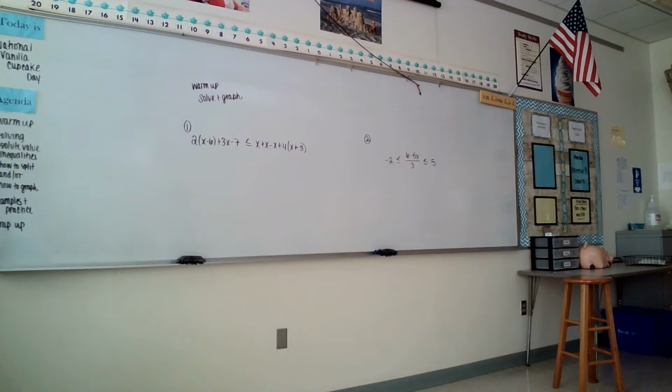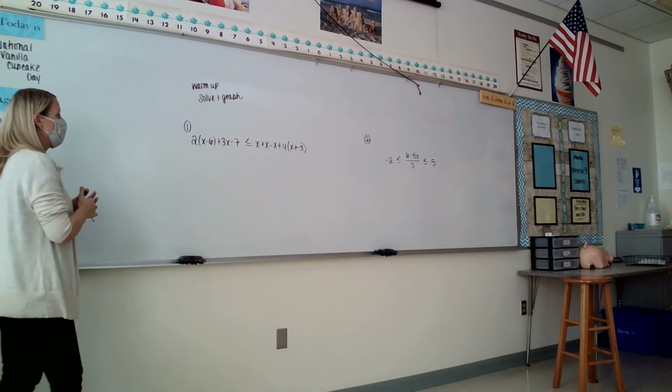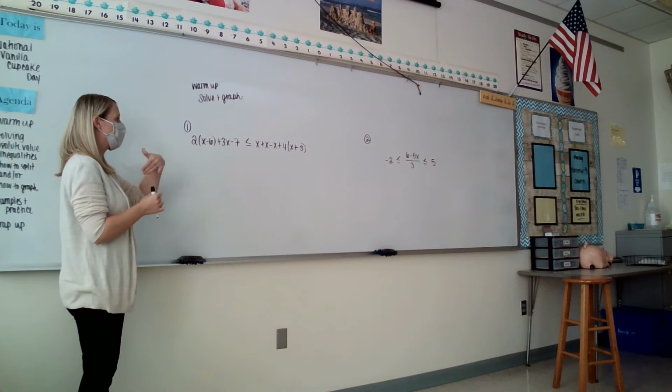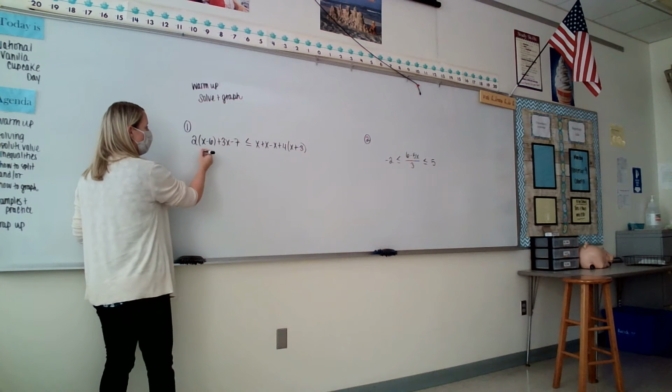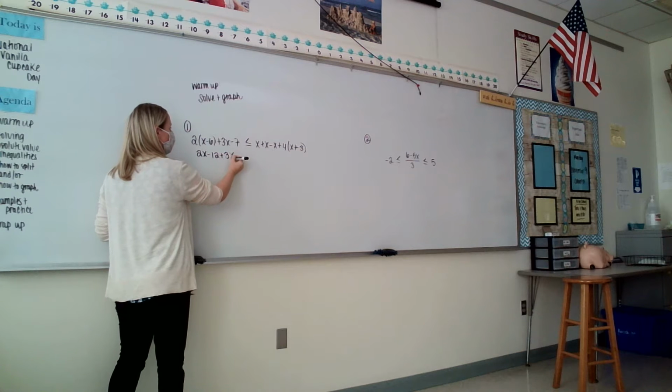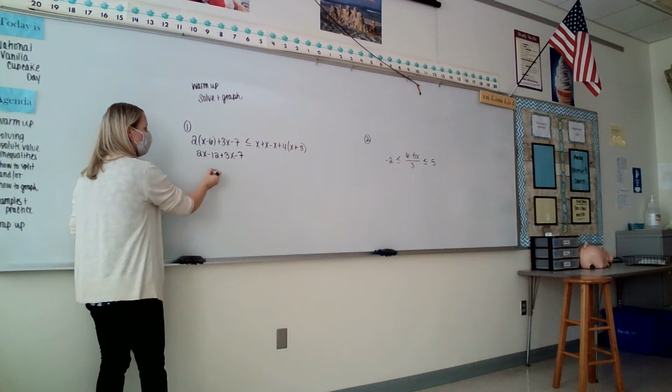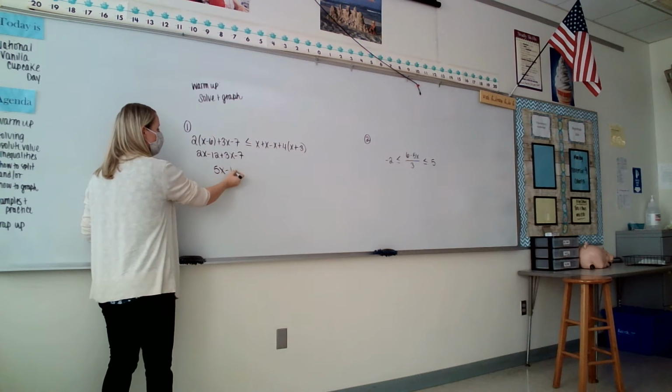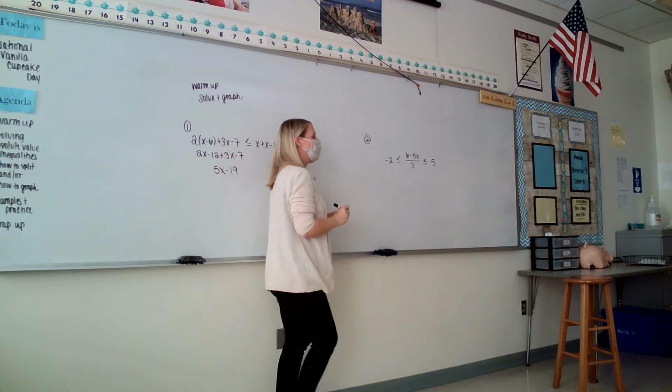The nice thing is the solving is the same way we would solve an equation. So I'm going to focus on simplifying either side of this inequality. On the left side, I'm going to distribute and combine like terms, and I would get 5x minus 19. Okay, so that wasn't that bad.